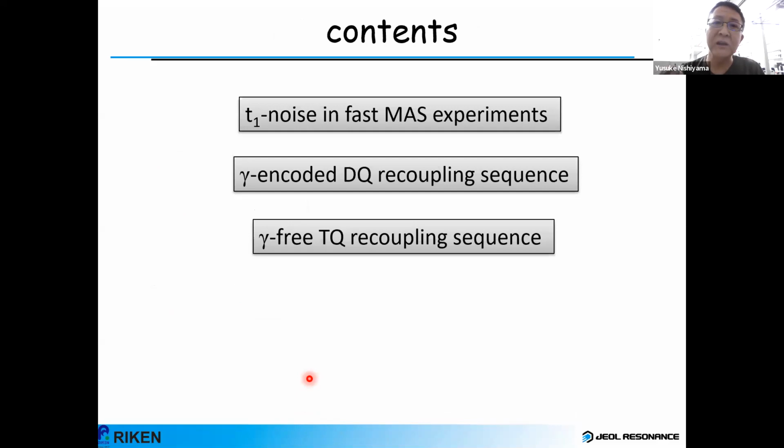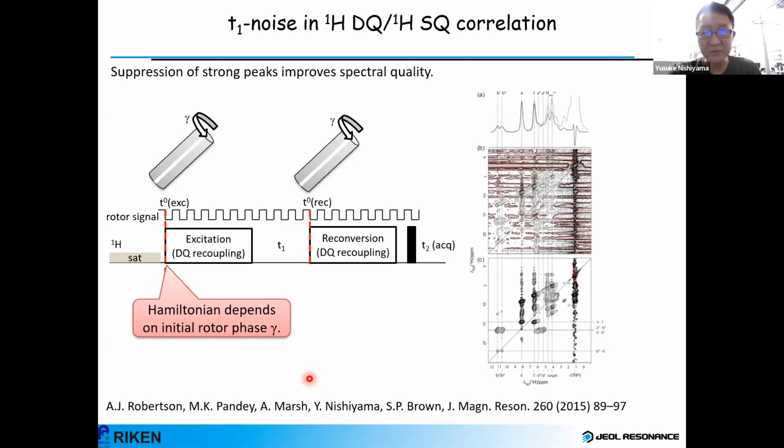What about homonuclear correlation experiments, like a double quantum, single quantum correlation experiment? Actually, we have the same problem in the double quantum experiment as in HMQC. This is a regular double quantum, single quantum correlation experiment. First, we excite double quantum coherence by some recoupling sequence. Then after free evolution, magnetization is converted by double quantum recoupling. And then finally, we observe the NMR signal. That is exactly the same story as HMQC.